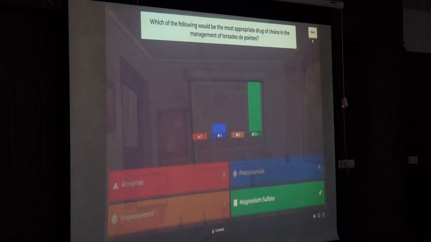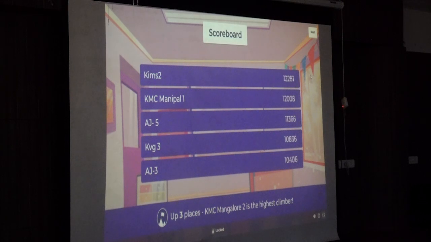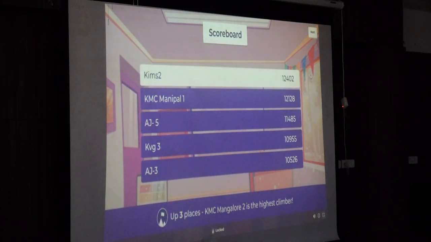Magnesium sulfate. How many, Pritham? 24 teams have gotten the answer correct. Leaderboard unchanged with Kim's team 2 on the top, KMC Manipal at position 2, and team 5 from AJ at position 3.